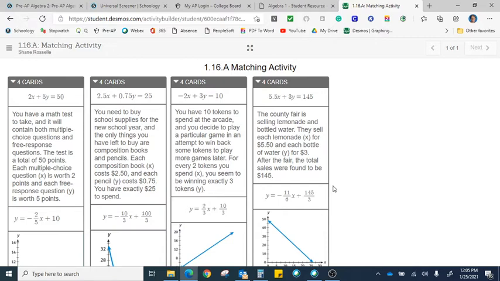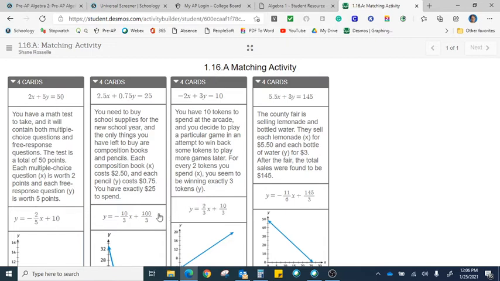Okay, just match up one set of 4 at a time. All right, so if I'm going to match up my standard form equations, which are these right here, I could match them up with my slope-intercept form equations right away.